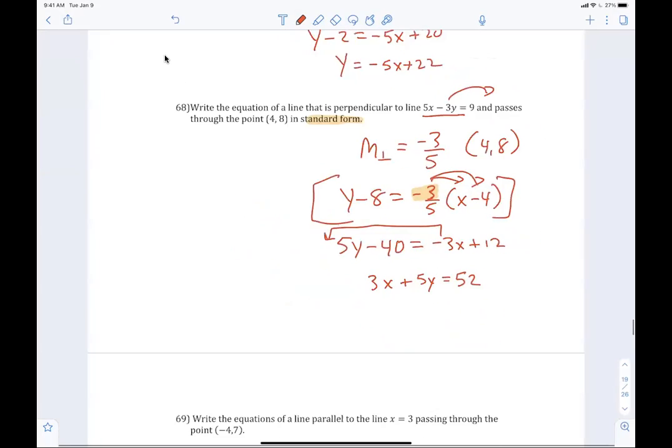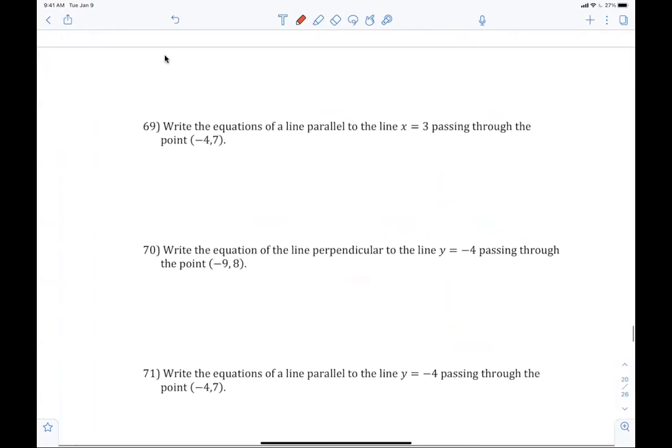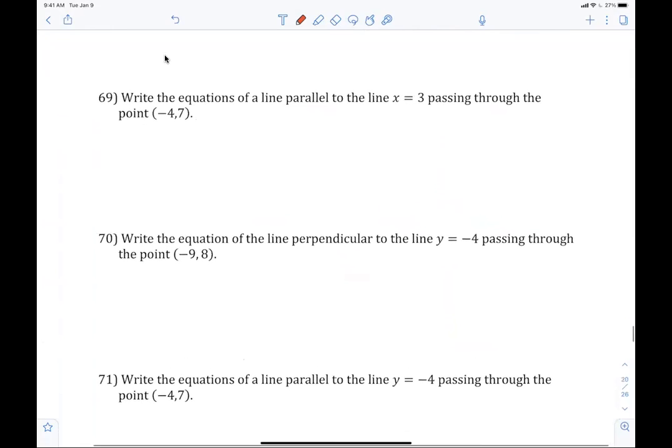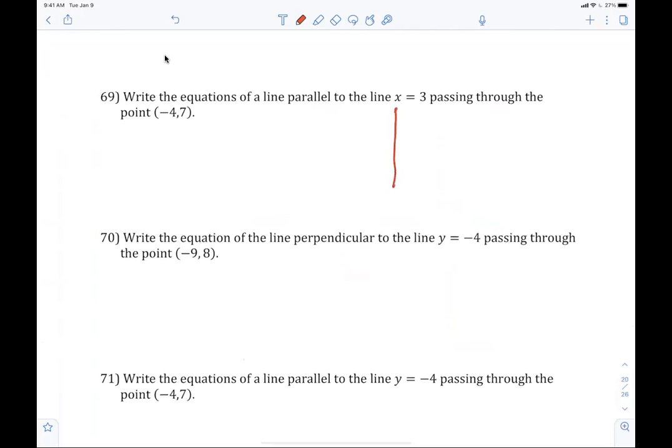All right, here we go. Now these were easy. Not much thought here. I want a line parallel to x equals 3. First of all, you have to remind me, what is x equals 3? What kind of line? Vertical. So the only way it can be parallel is if it is vertical. So what would be the equation of the vertical line? x equals -4. Very good.